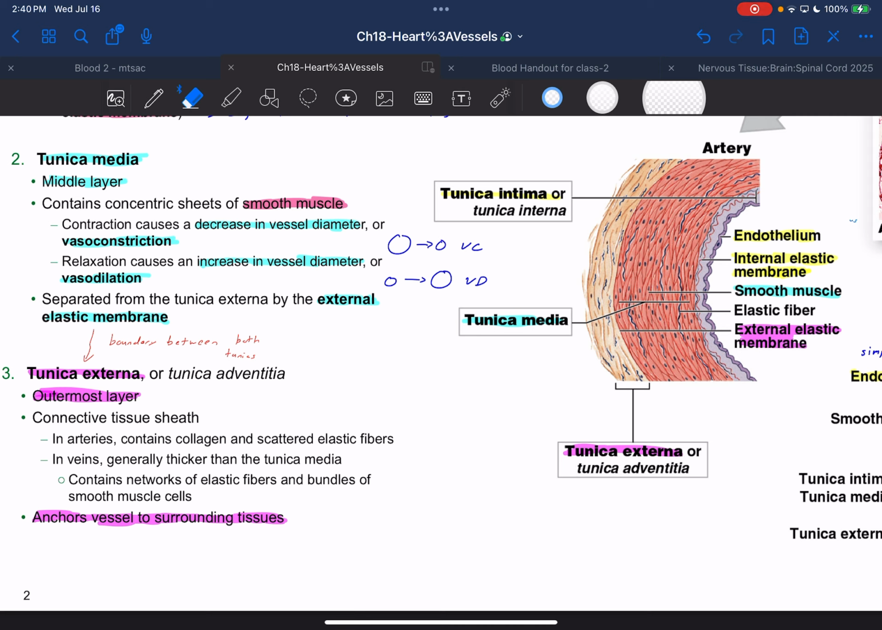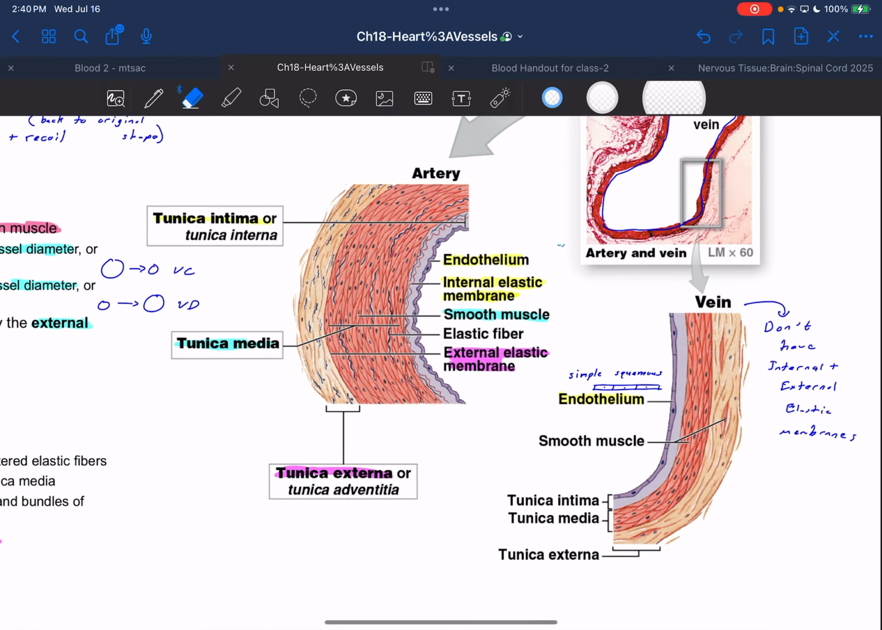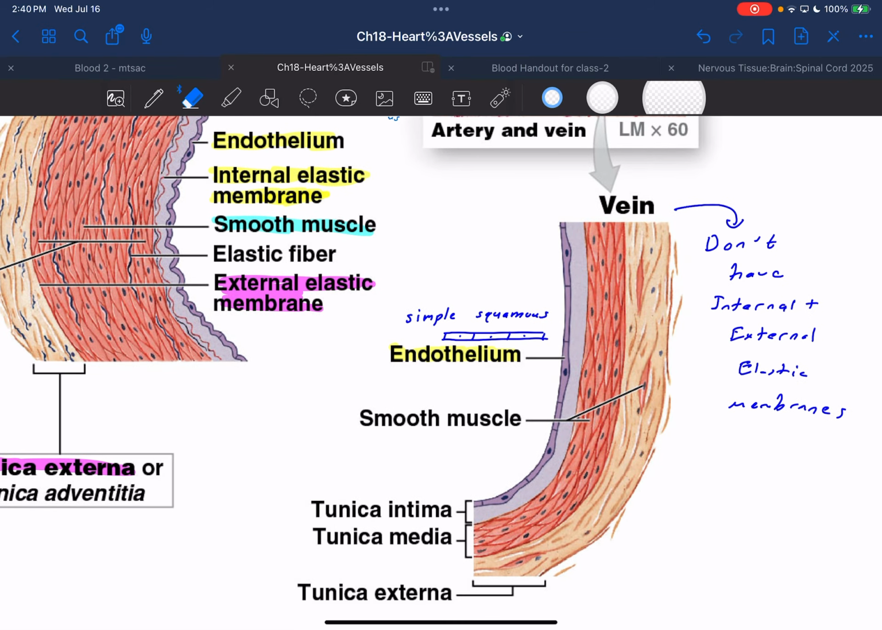So tunica externa, tunica media. The tunica media has an external elastic membrane on the outside and an internal elastic membrane. It's sandwiched between elastic membranes. All right, remember that. Internal layer, external layer of elastic membranes. And this is what allows them to expand and recoil back to their original shape.